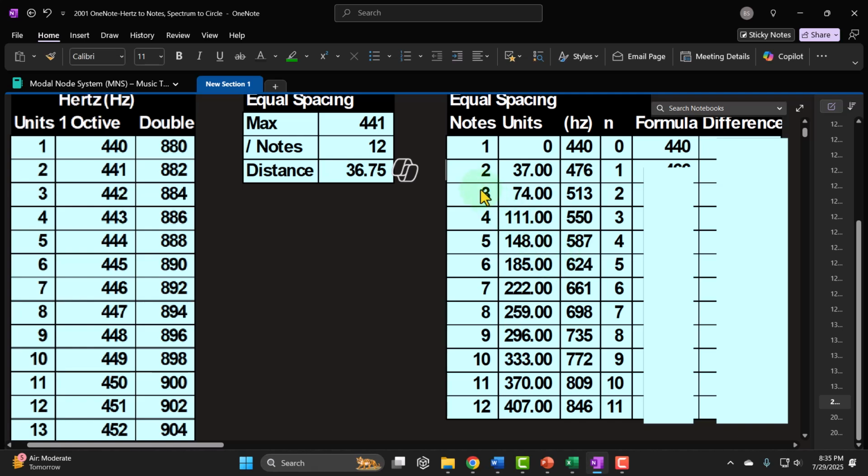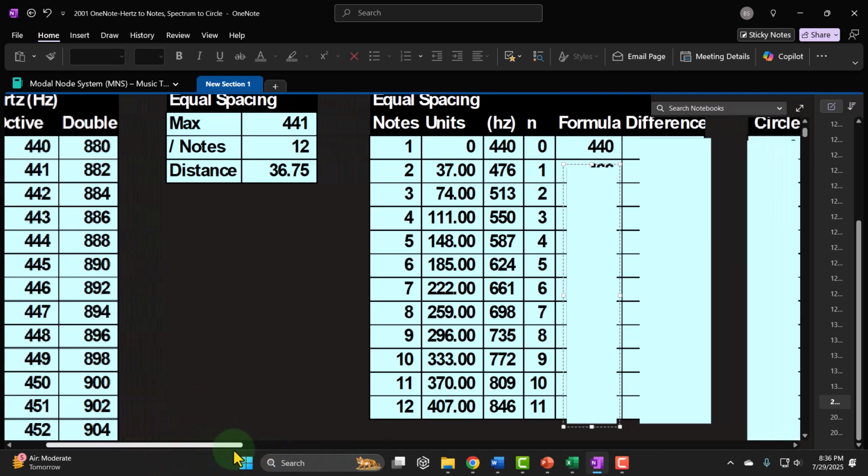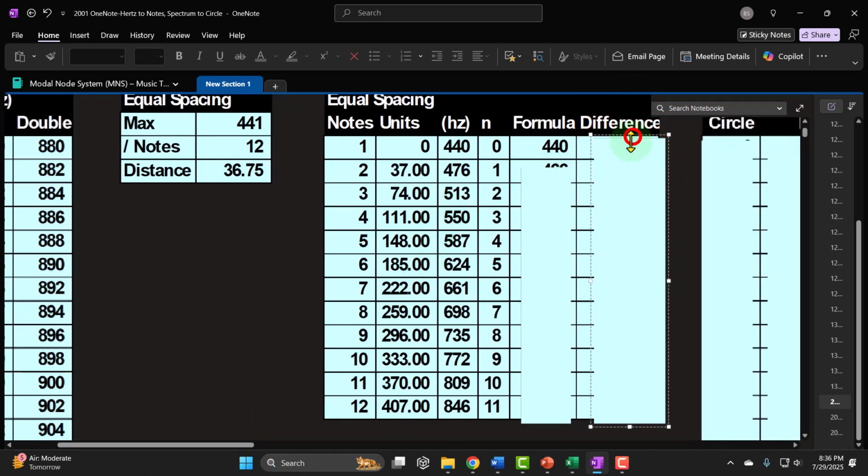You would think our notes would be from 440 to 846, the notes A to G sharp. But that's not exactly what they are, and they're closer to something like this. And we do a formula in order to figure this out, and the formula looks like this.